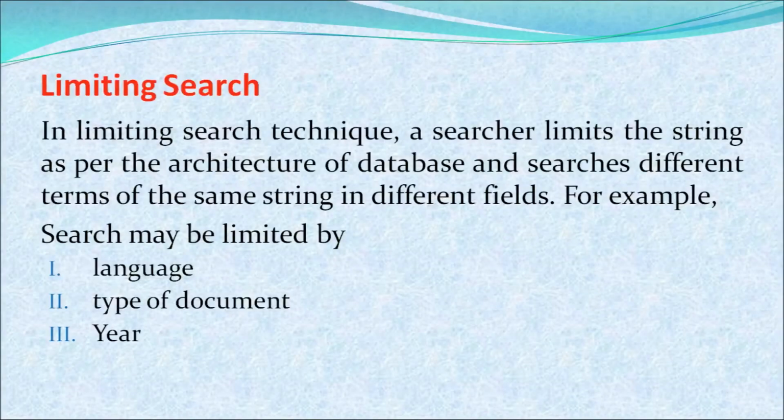Then there is the limiting search. The limiting search technique limits the string as per the architecture of the database and searches different terms of the same string in different fields. For example, we can say the search is limited by language, or the type of the document, or by the year also. Then we come to the range search.